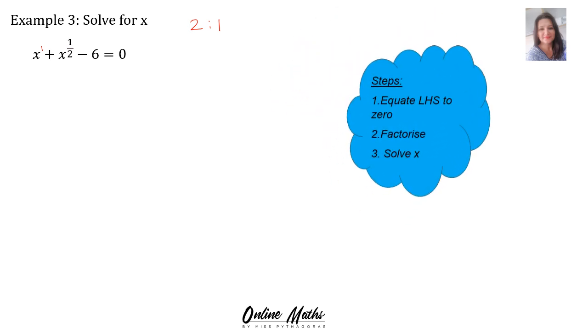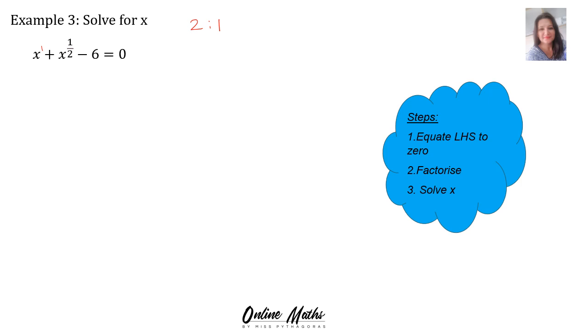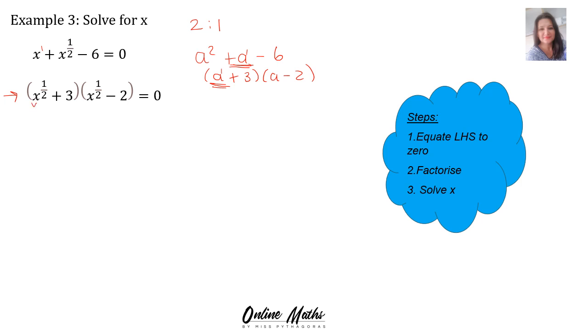So what you're going to do, the steps, you equate the left-hand side to 0, and then you're going to factorize. So what happened was, it's as if you had a squared plus a minus 6. And then your bracket would be a plus 3 and a minus 2. And can you see the number you wrote there was this variable there? Look at the exponent. This is a to the 1, a to the 1. So your bracket is x to the half plus 3. So this x to the half is this middle term.